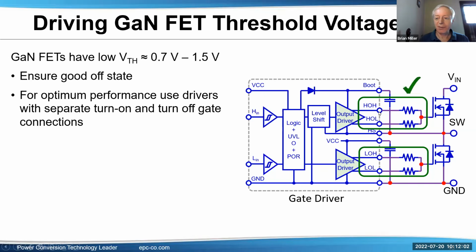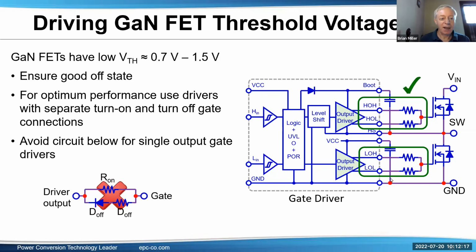So many drivers have two outputs, a pull up and a pull down, which is very nice because you can have individual gate resistors. You can set the rise time and the fall time independently with this type of strategy. Just avoid the circuit below, single output gate drivers. Some just have a single output, which is fine. But if you do something like this, you notice there's a diode here that can cause a drop. So that can cut into your noise margin. So it's best not to do this. So a single resistor is best for a single output of a gate driver.